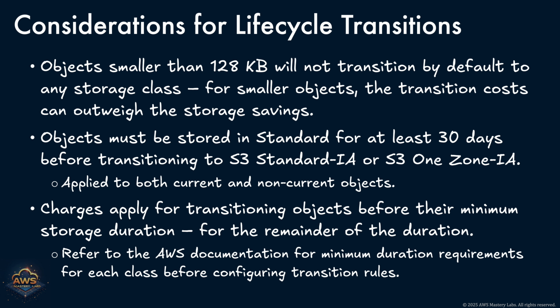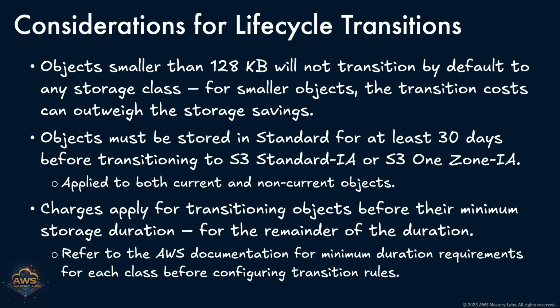When implementing S3 lifecycle storage class transitions, it's important to be aware of certain built-in constraints that help ensure cost efficiency and proper usage of Amazon S3's storage tiers. First, object size matters. By default, Amazon S3 does not transition objects smaller than 128 kilobytes to another storage class. This is because each transition request incurs a cost, and for very small objects, the savings gained from moving them to a lower cost tier often don't outweigh the expense of the transition itself.